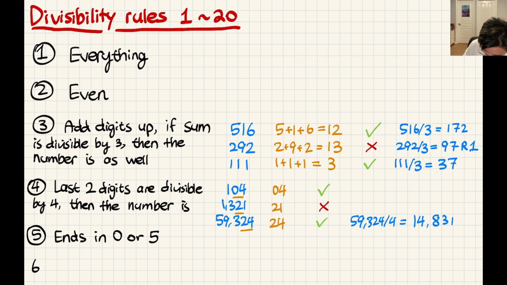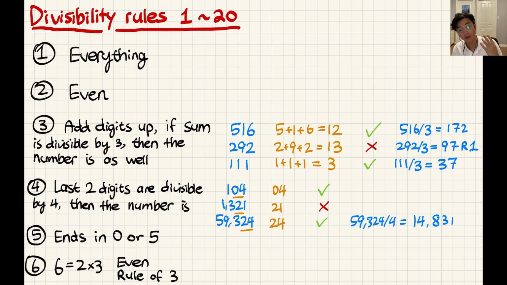Alright, when it comes to 6, this is interesting because 6 itself is just 2 times 3. Which means that if a number is divisible by 6, it must follow the rules of the 2 and the 3. So it first has to be even, and then follow the rule of 3. If it fits both criteria, then the whole number is divisible by 6 as well.